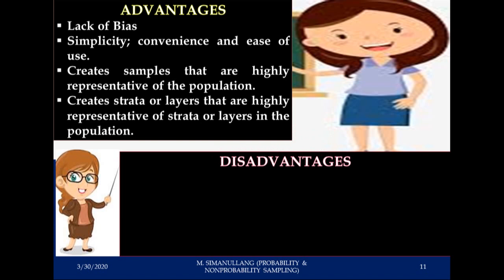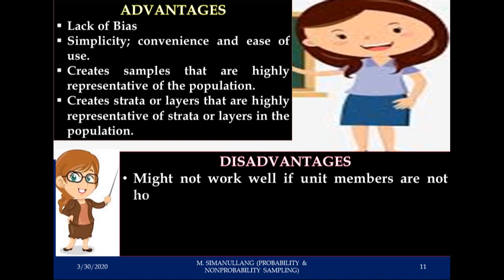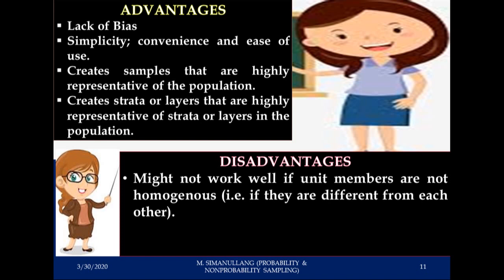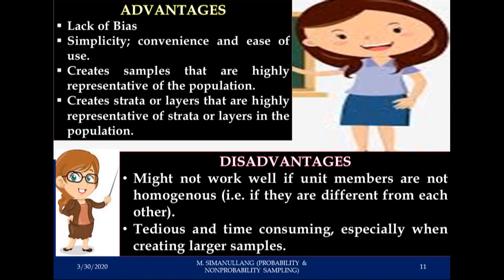Relating to the disadvantages of probability sampling, it might not work well if unit members are not homogeneous, for example if they are different from each other. So in other words, probability sampling is good when the sample is homogeneous. And sometimes it can be tedious and time consuming, especially when creating larger samples.